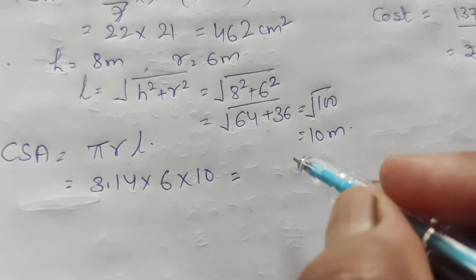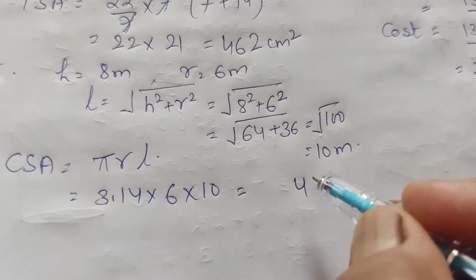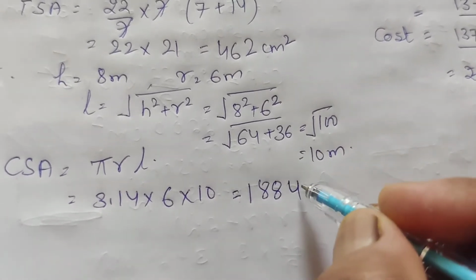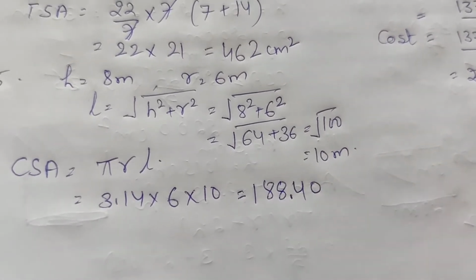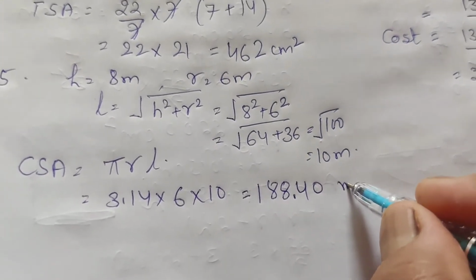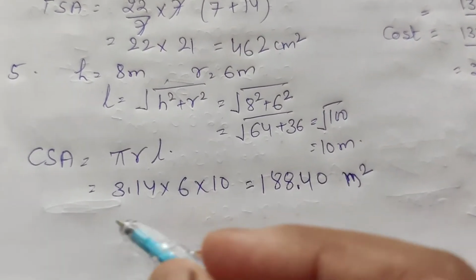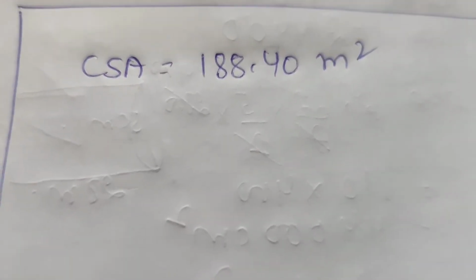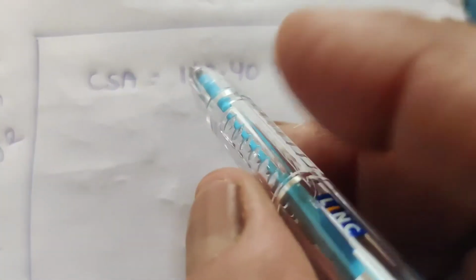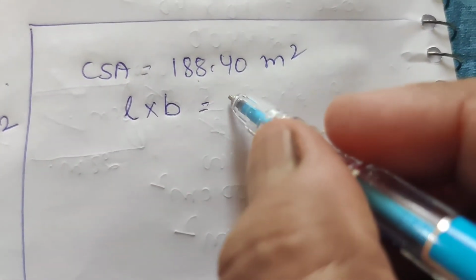Now multiplying, we get 188.40 meter square. CSA of the tent is 188.40 meter square. And this CSA is equal to length into breadth, it means area of the tarpaulin cloth.